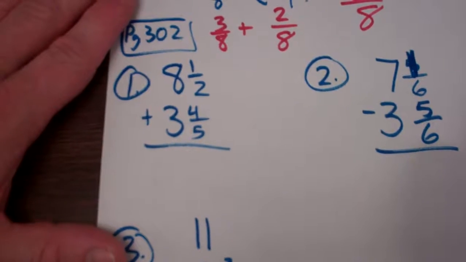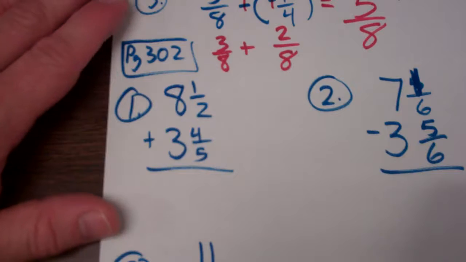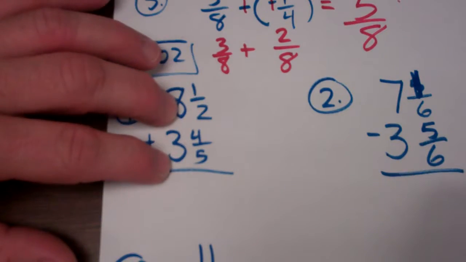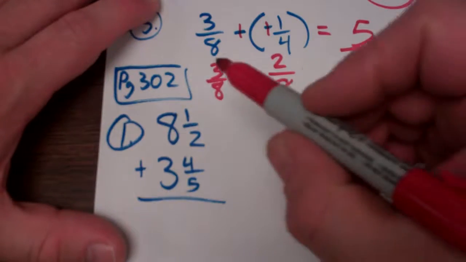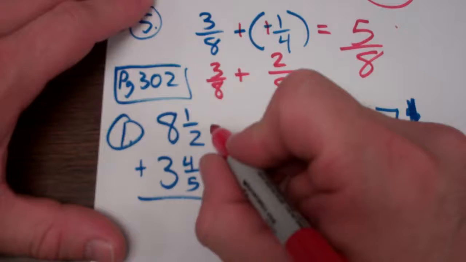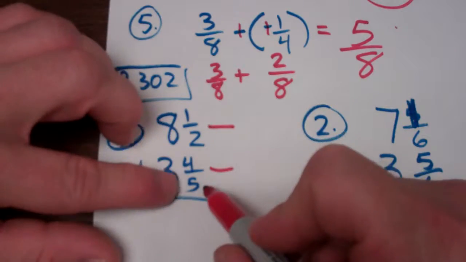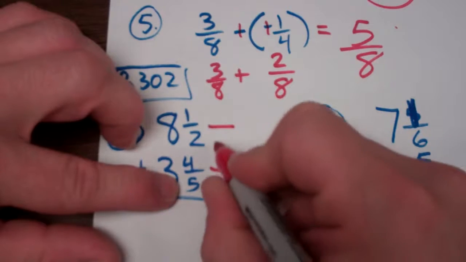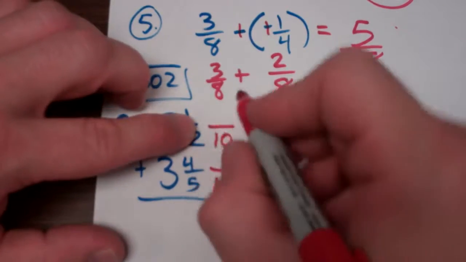Alright, so let's do a couple that have mixed numbers in them. Number 1, 8 1/2 plus 3 4/5. I would view this as two problems, a whole number problem and a fraction problem, and then of course simplify afterwards. So addition, they have the same sign, so I add and use that same sign. I notice they do not have common denominators, so I'm looking at 2 and 5. 2 and 5 match up at 10, that's their common denominator. You took this one times 5, so you take the top times 5.